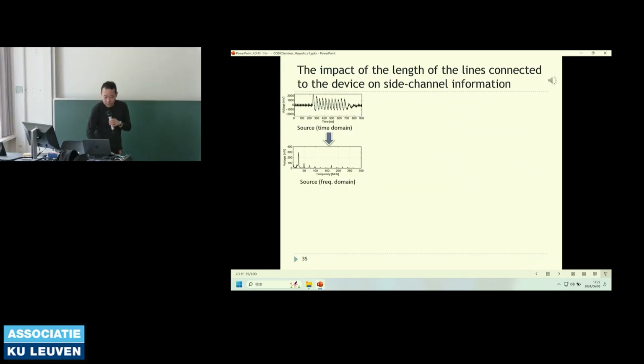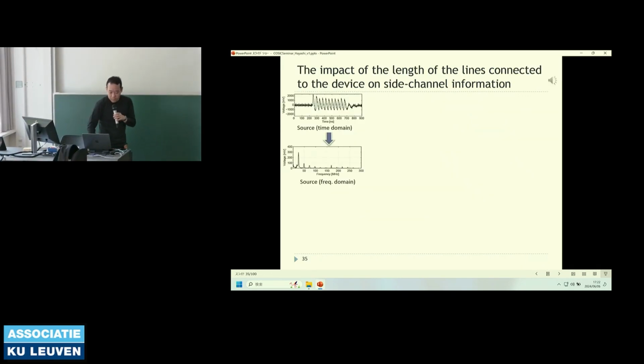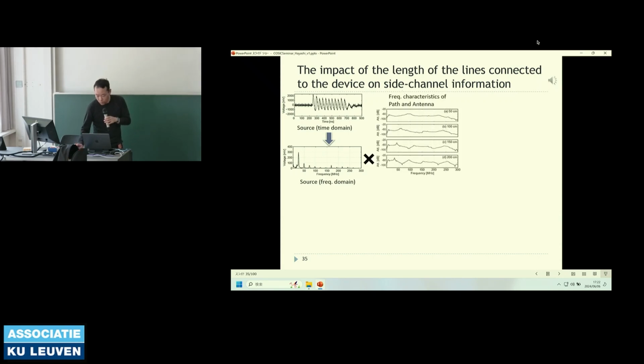Okay, first experiment: the impact of the length of the line connected to the device on the side channel information. Okay. This is the effect the length of the connected wires has on the leakage of side channel information. In this experiment, we use 4 cables of different lengths. The same signal is used as the source in each experiment.